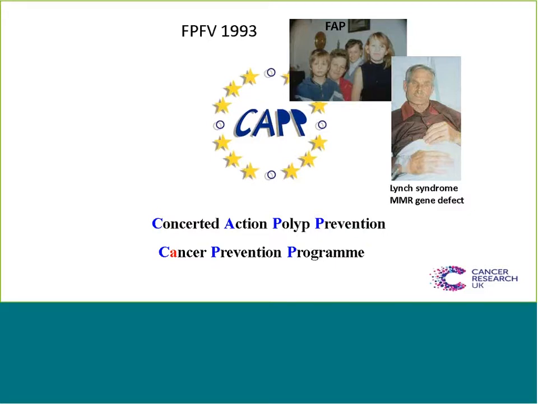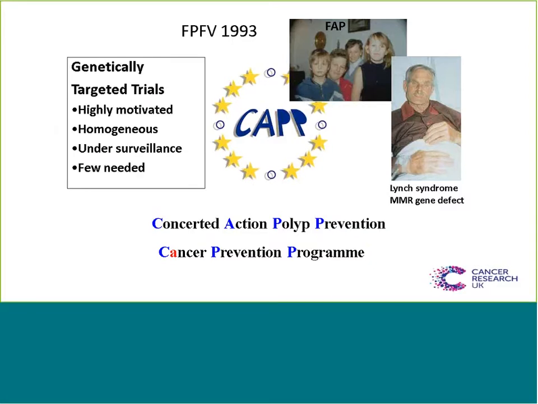Back in the 1980s, I was wingman to Nick Wald in the folic acid work, showing that folic acid prevents spina bifida. And about the same time, I'd become drawn into FAP and realized that we could do a similar approach. And we set up the first randomized study in FAP patients. The idea being these are patients who are highly motivated. We knew what caused their cancer. They're already under surveillance, and because they have so many problems, we shouldn't need so many of them. We got a European grant to kick it off, and that's now become the Cancer Prevention Program.